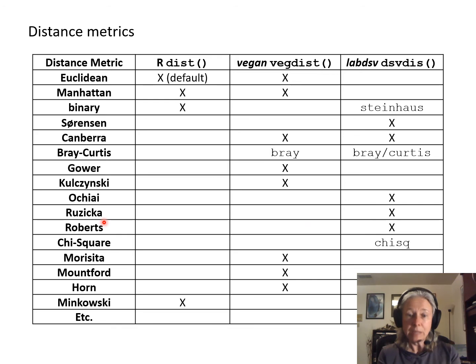And so if you have need of, for example, a chi-square matrix, which handles binary data very well, then you need to go to this package, labdsv, for example, in order to calculate it. So I spent some time in the online notes talking also about what distance metric you should choose.